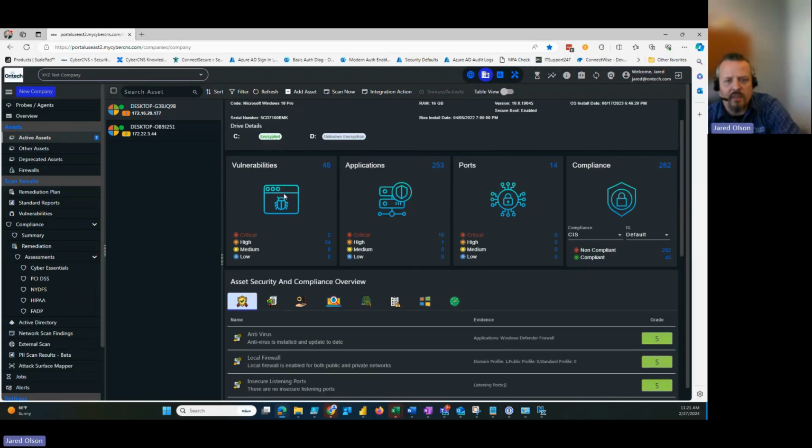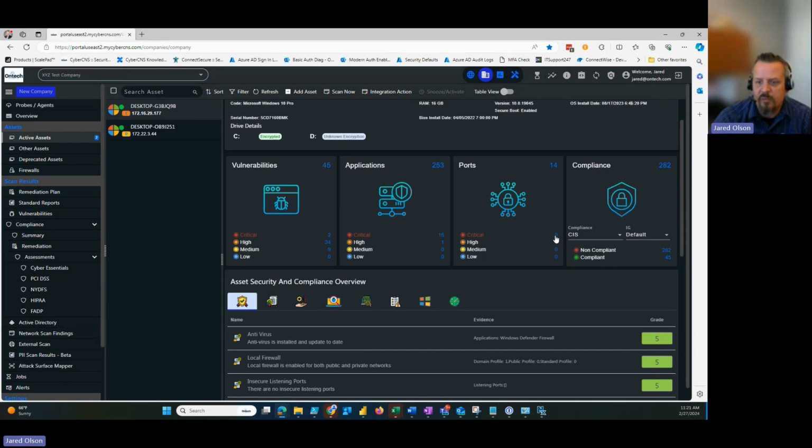Then we really get into the meat of the application here, and this is where we get into the vulnerabilities. It breaks down by criticality over here, and you can drill down into each of those vulnerabilities and learn a little bit more about what they are. It breaks it down by application as well. So if someone is running an unsupported or insecure version of Zoom meeting or Microsoft Office, or think of any application that you might be running that has vulnerabilities in it, it breaks it down within this section.